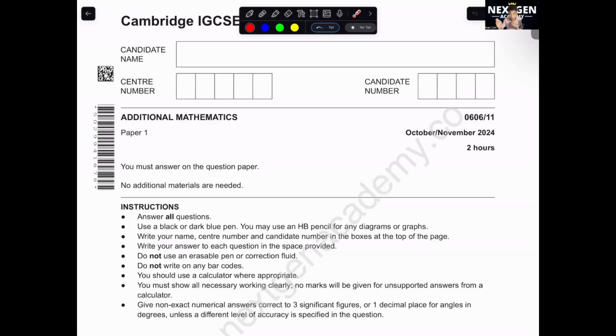You are the first batch of students, those of you who are doing May, June 2025. So we will try our best to do the question. When they say don't use calculator, obviously you don't use calculator, just do it without calculator. You need to discipline yourself to try to do it without calculator.